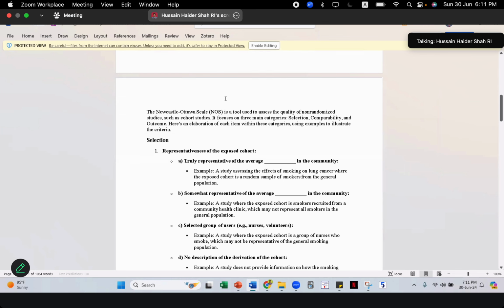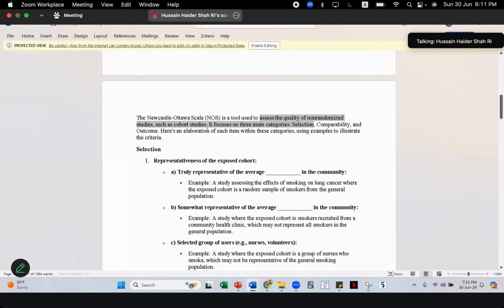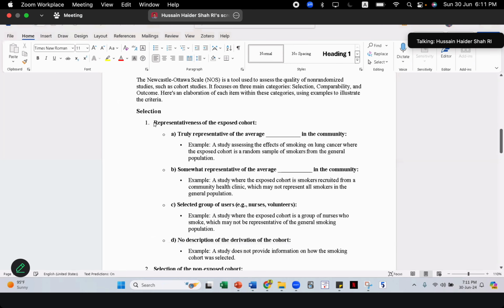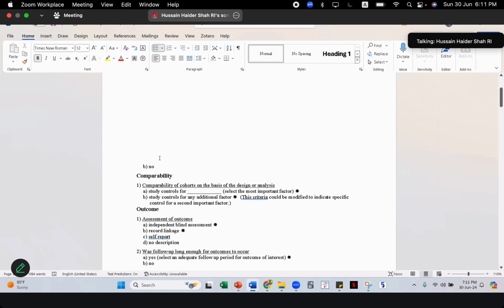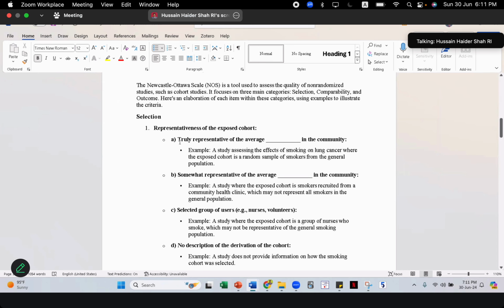Okay, so first things first. Now, there is a cohort study, the Newcastle Ottawa scale. Again, this is a tool used to assess the quality of non-randomized studies such as cohort studies. The first question that the scale asks is the representativeness of the exposed cohort. Cohort means a population. The question is: is the exposed cohort truly representative of the average in the community?